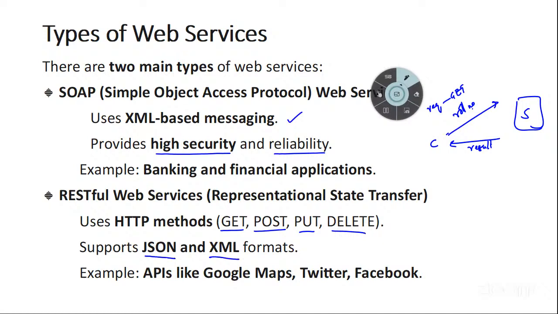XML, either JSON or XML. But in the first case, we use only XML. Now, the APIs mostly you will use for Google Maps, Twitter, Facebook, etc. All applications mostly we use these web services. Okay, understood? So these are the types of web services.